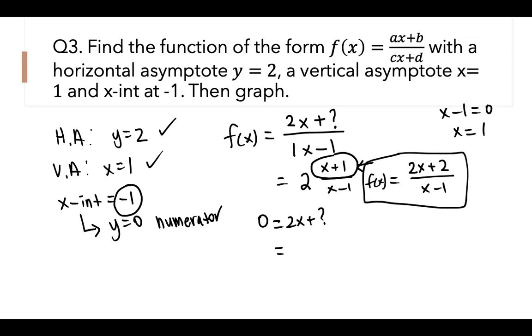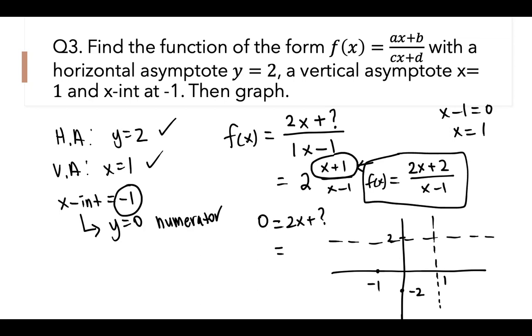Okay? So if I have to draw it roughly, it's going to be y-intercept -2, and then we have an asymptote at x equals 1. And then we also have an asymptote at y equals 2. So it's going to look something like this and this. Okay, good.